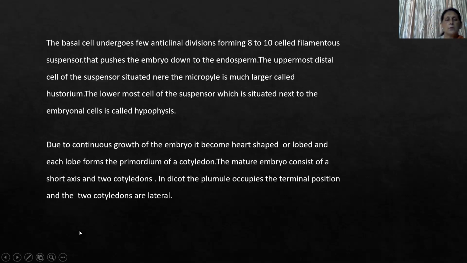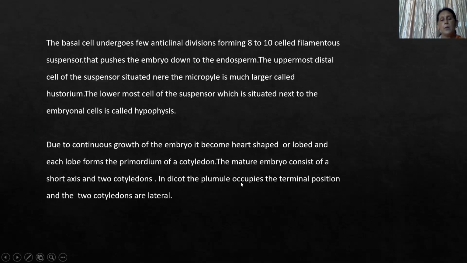Due to the continuous growth of the embryo, it becomes heart-shaped or lobed. That means we know that dicot has 2 cotyledon. That means this heart-shaped or 2 lobe derived from the continuous growth of the embryo. And each lobe forms the primordium of a cotyledon. That means it is the beginning of the formation of the 2 cotyledon in the dicot. The mature embryo consists of a short axis and 2 cotyledon. In dicot, we find 2 cotyledon, and at the center, there is a short embryonal axis.